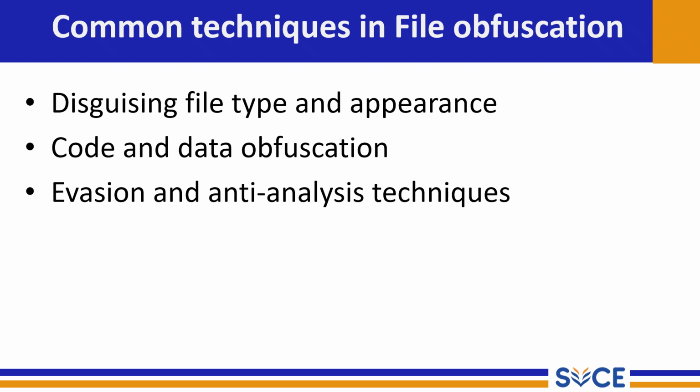And these are some of the common techniques of file obfuscation, right? First one, disguising file types and appearance. Second one, code and data obfuscation. Third one, evasion and anti-analysis techniques, right? So among these techniques, the first one is disguising the file type and appearance.